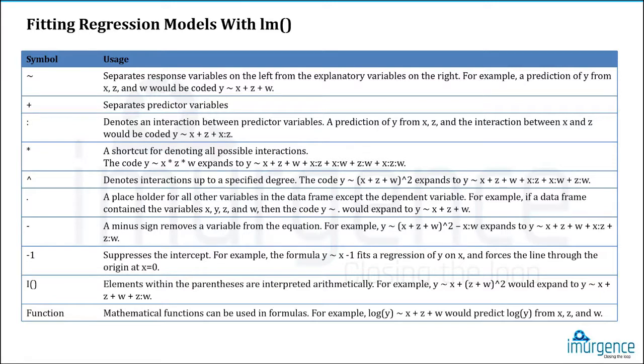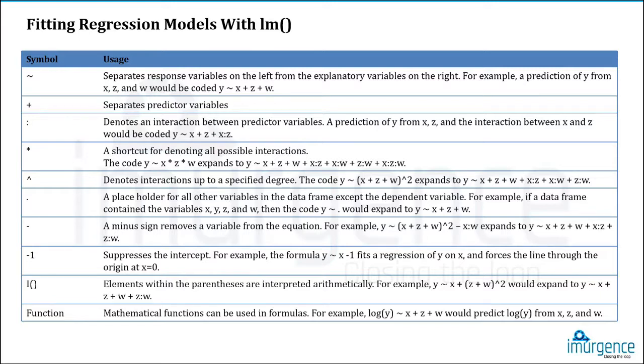Now if you want to use a placeholder for all variables in the data frame except the dependent variable, then you can use a placeholder like a dot. If you want to include every variable, say y tilde dot, that would expand to y tilde x plus z plus w. If you want to remove something from this, you need to say y tilde dot minus w, that means it will remove only that variable, right? So a minus sign is used to remove a variable from the list. An example is shown over here, y tilde x plus z plus w squared minus x colon w, so that will remove those specific terms.